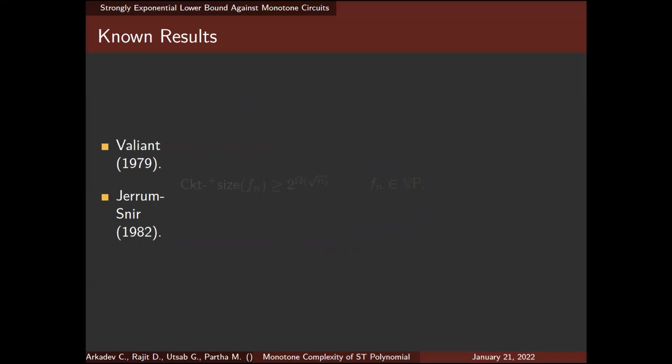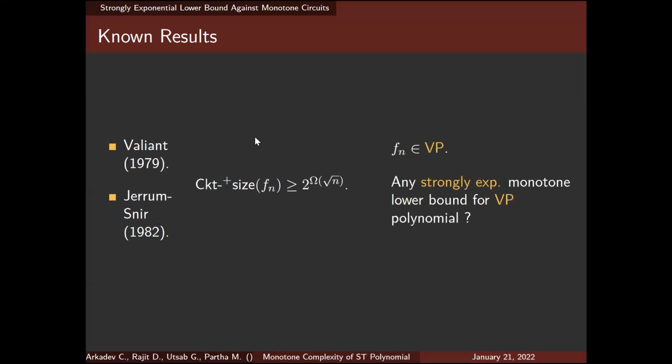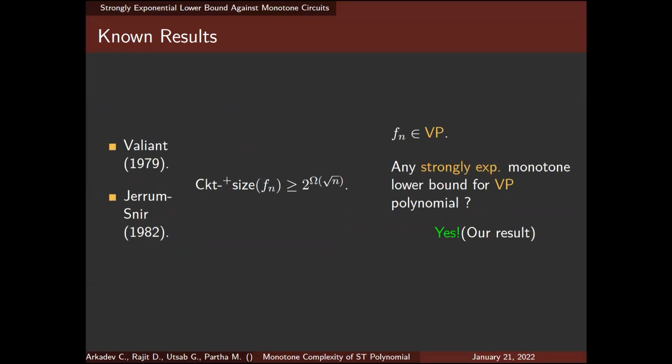Valiant in 1979 and Jerrum-Snir in 1982 gave us polynomial families that belong to VP but admit exponential size lower bound. So a natural question to ask here is: is it possible to get strongly exponential monotone lower bound for VP polynomials? Our work here gives an affirmative answer to this question.